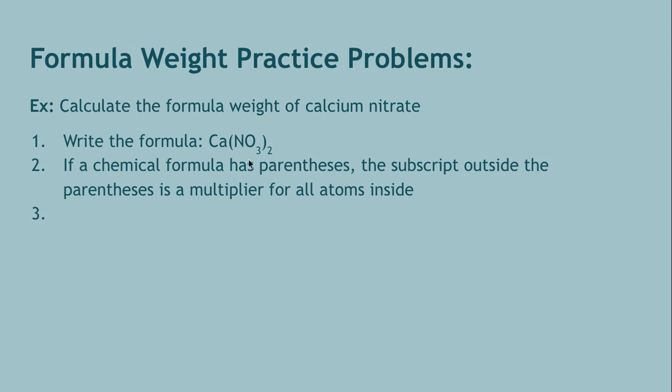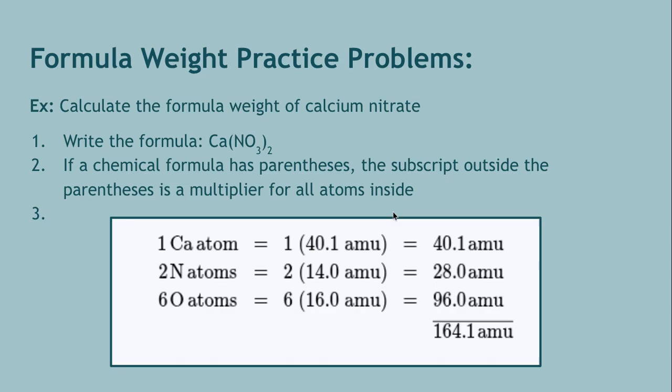So by crossing that, you're going to get this as the chemical formula. And then this poses another idea: if the chemical formula has parentheses inside of it, as it does here, then the subscript on the outside of the parentheses is a multiplier for all of the atoms inside. So we're going to show that correspondingly in our work down here.